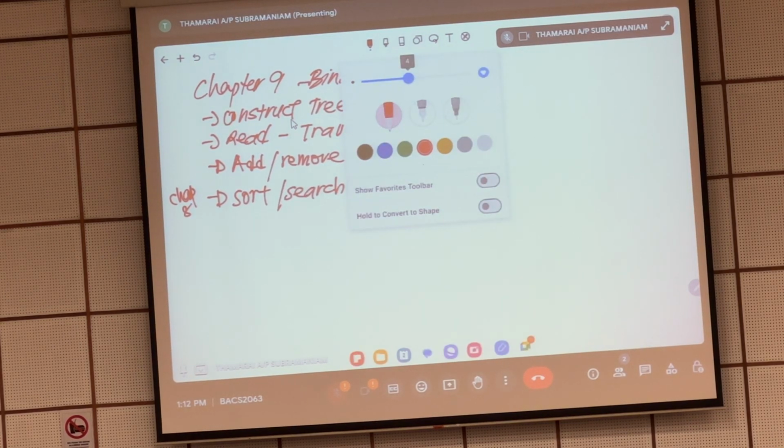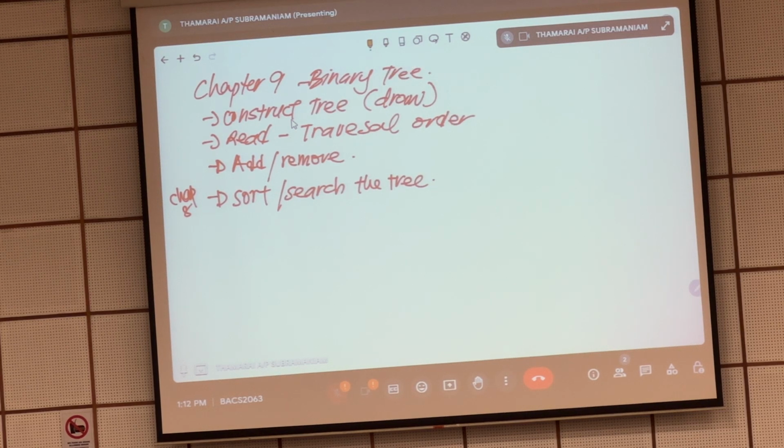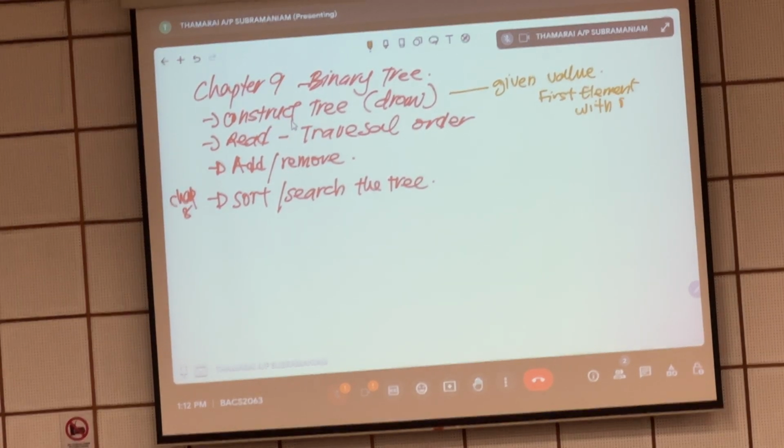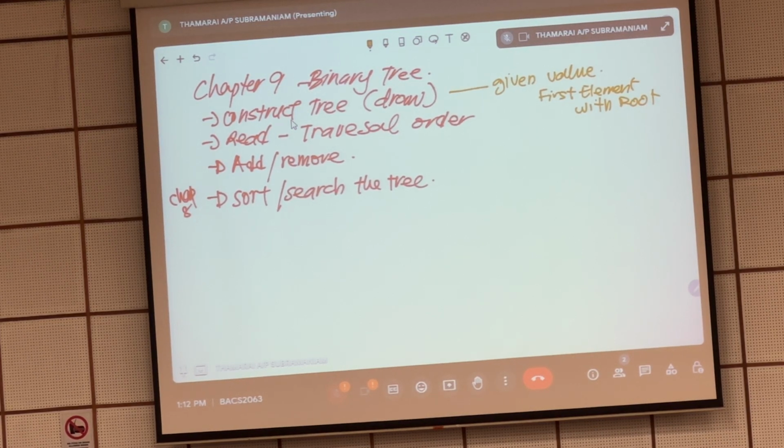Now, constructing the tree. You construct the tree from the given values, alright. Given values mean your first element will be the root, okay, whatever value is given at the beginning. So let's say fish, this will be the root, okay?